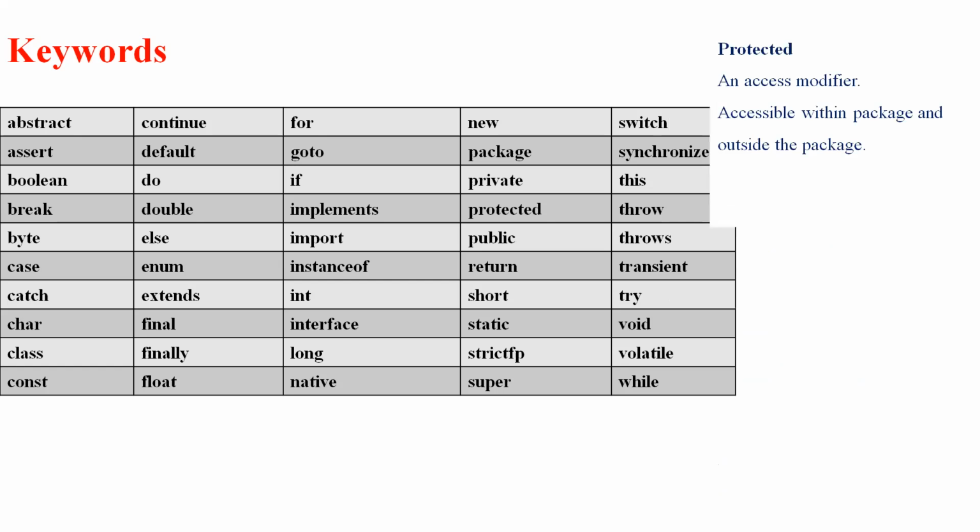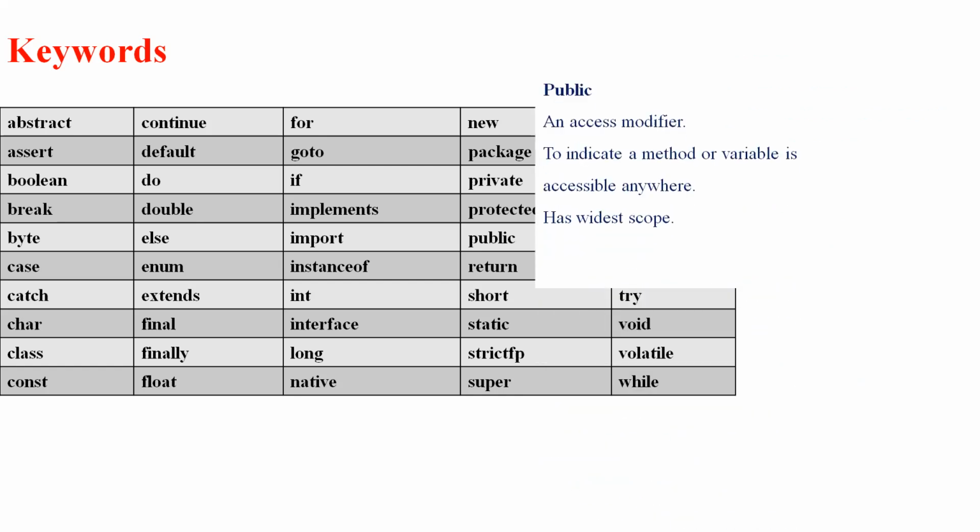Next we have protected. When I say it is protected, it can be accessible within a particular package and outside the package. It is also called an access modifier, which can protect the entire source code and hide its visibility from attackers.